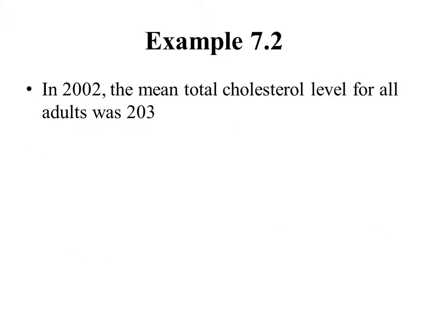Now let's do one last example here that's going to illustrate a two-tailed test. And so in this scenario, this is example 7.2 from the book. In 2002, the mean total cholesterol level for all adults was 203. Again, where this number of 203 comes from, we won't worry about. We'll just take this number for granted.